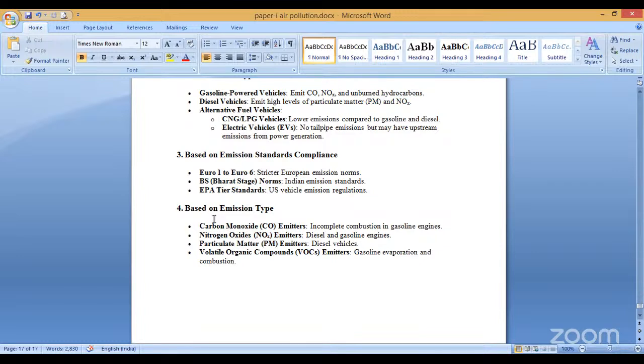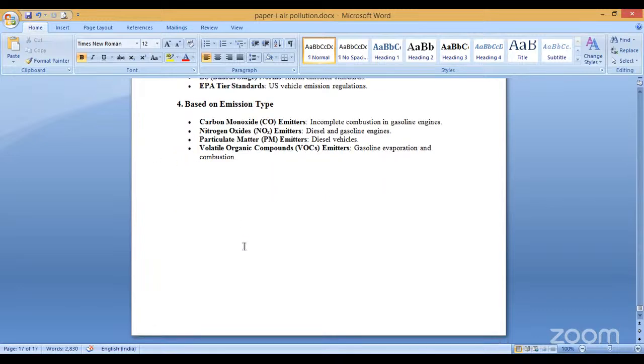Based on emission standards and compliance: Euro 1 to Euro 6 as European emission norms, BS (Bharat Stage) norms as Indian emission standards, and EPA standards as US vehicle emission regulations. Based on emission type: carbon monoxide emitted from incomplete combustion in gasoline engines, nitrogen oxides emitted by diesel and gasoline engines, particulate matter emitted by diesel vehicles, and volatile organic compounds emitted from gasoline evaporation and combustion.